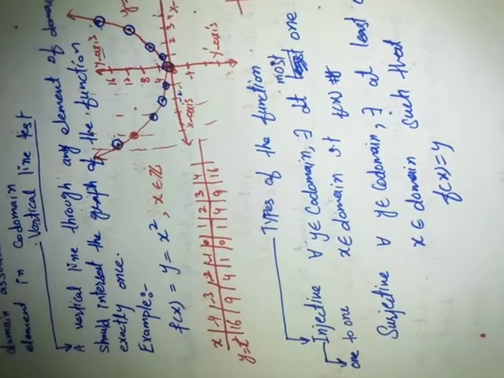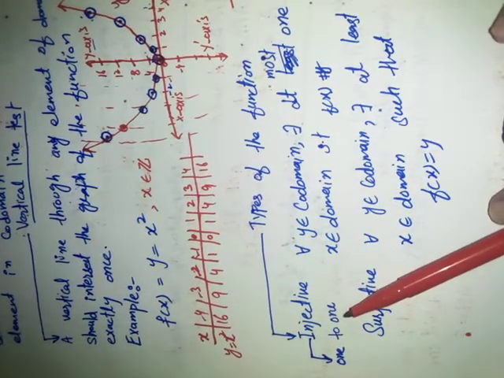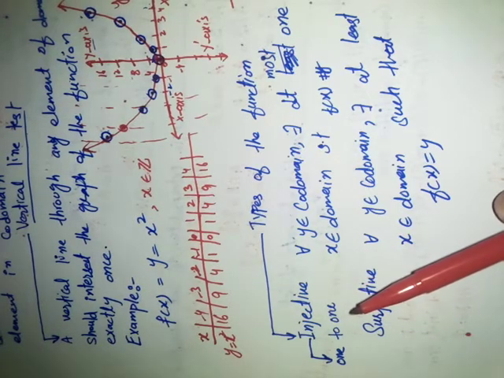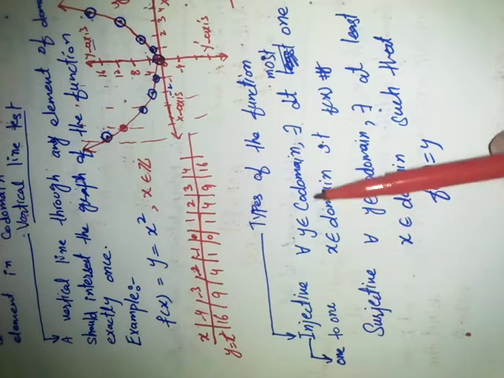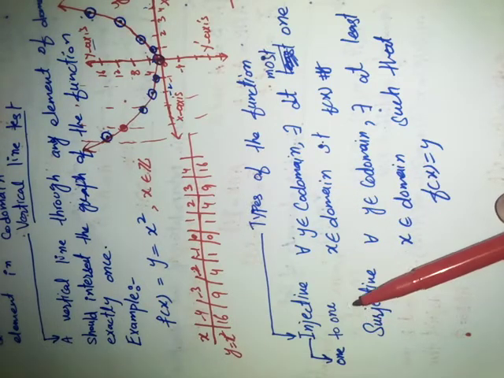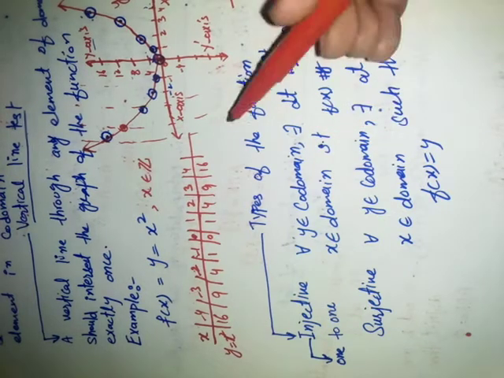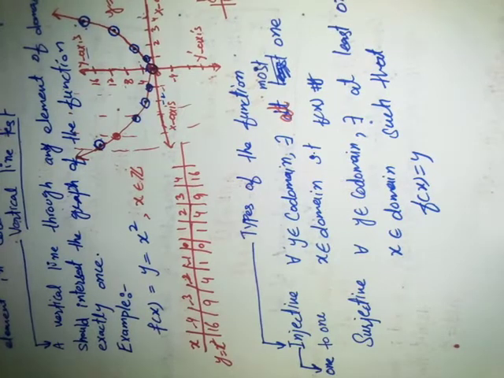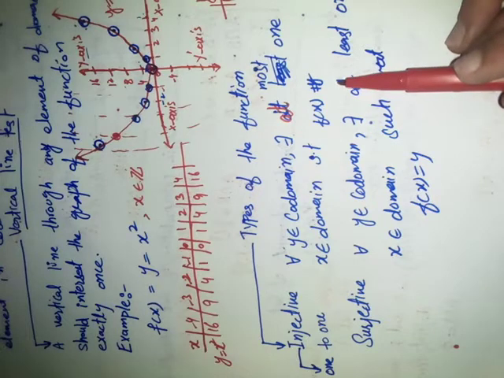Next, let's come to the types of functions. Injective function. For the function, each element of the domain should associate to one and only one element of the codomain. For an injective function, for all y belongs to codomain, there exists at most one point in the domain such that f of x is equal to y.